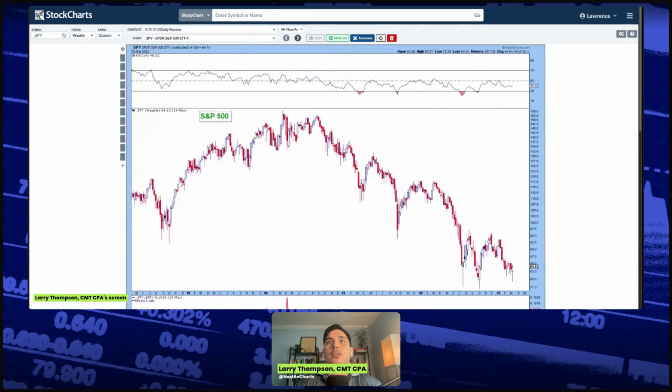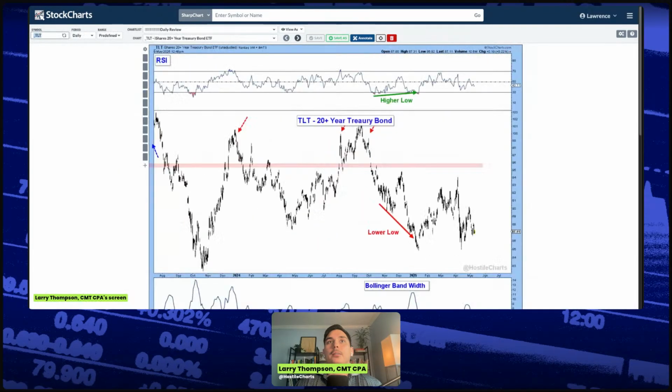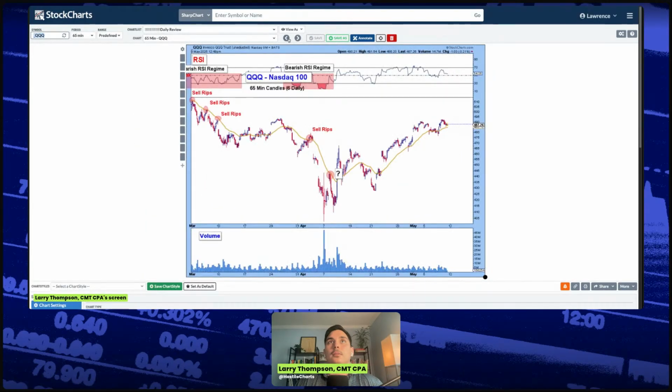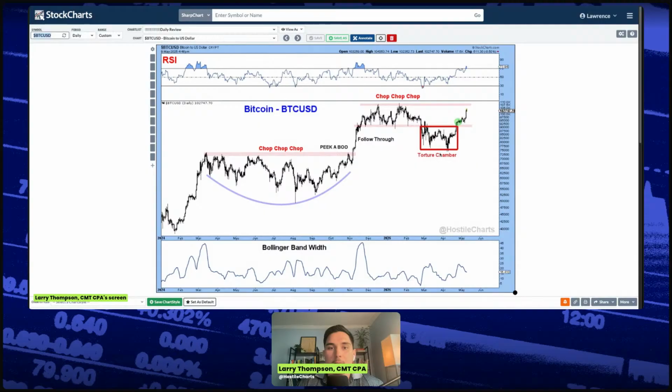Let's take a look real quick at Bitcoin. Bitcoin was in this torture chamber and broke out. Now it's at this 102K level. I don't think that happens if we're about to correct another leg lower. I don't think this is a fake out in Bitcoin. I don't think a lot of these stocks are holding these levels because of that. But that's what I got for you guys.